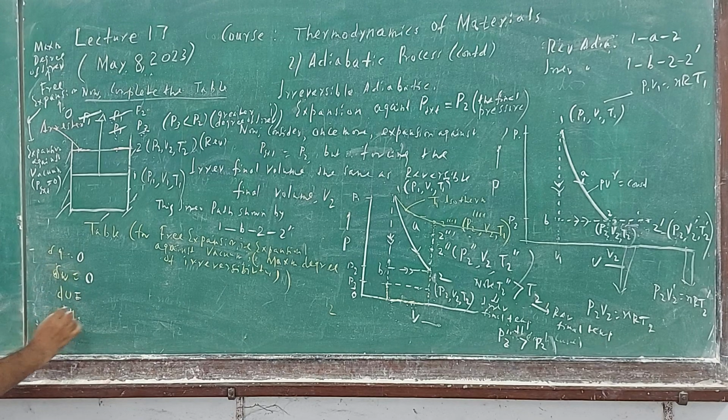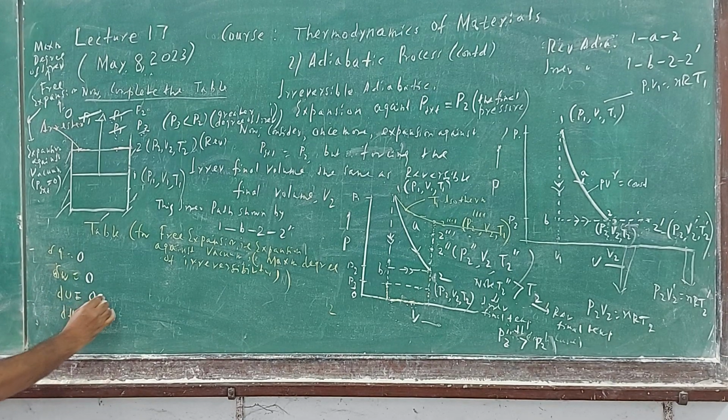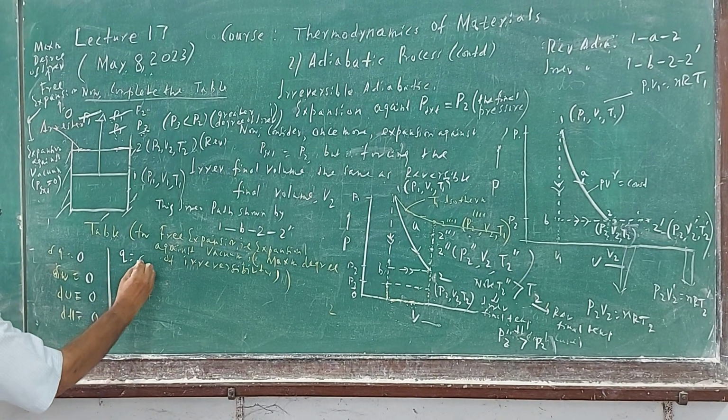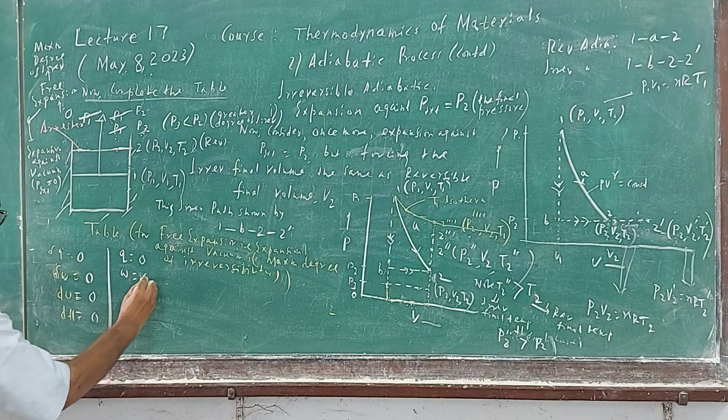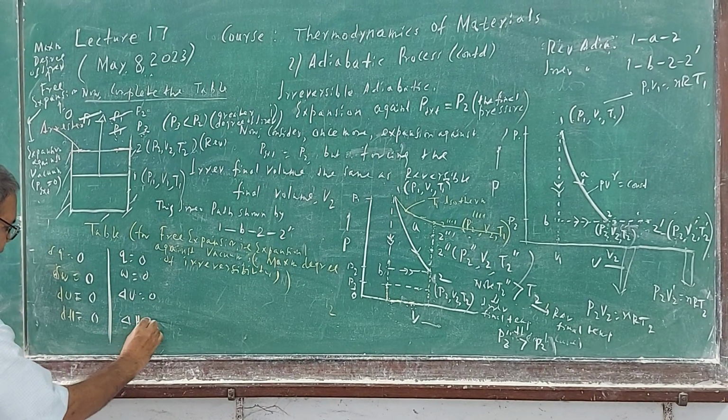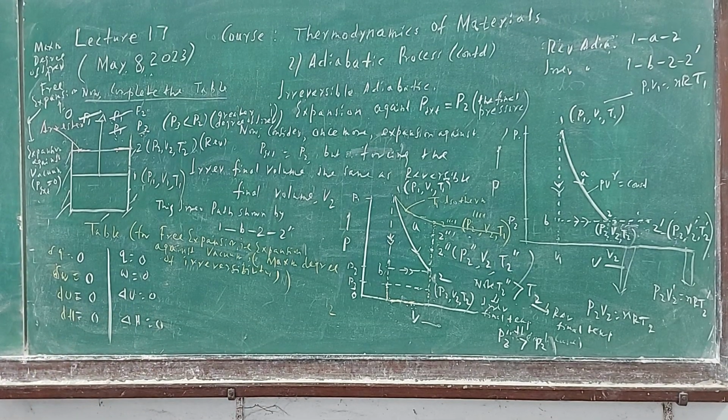Du is, very good, first law, 0. DH is actually, this gives you dT is 0, so DH is nCp dT, all 0. So quickly finish, all 0. Very good, sir. So Q is 0. W is 0. Delta U is 0. Delta H is 0. Happy? Over. This part is over.